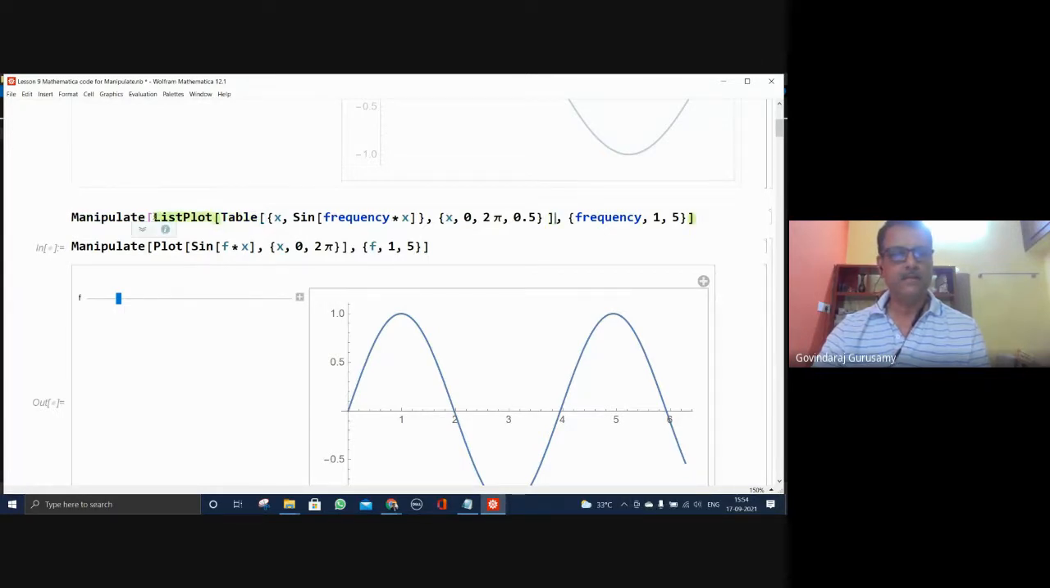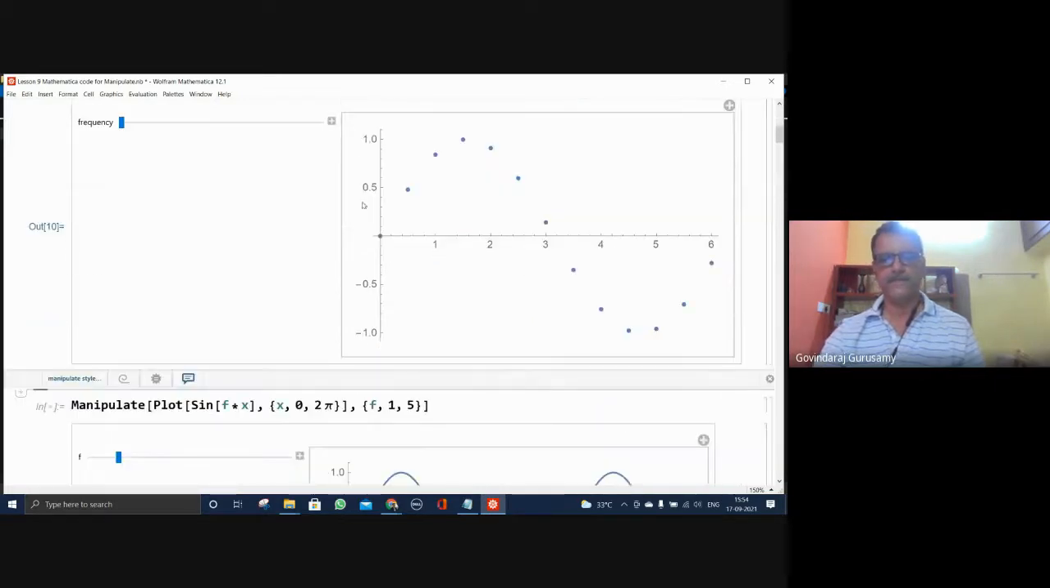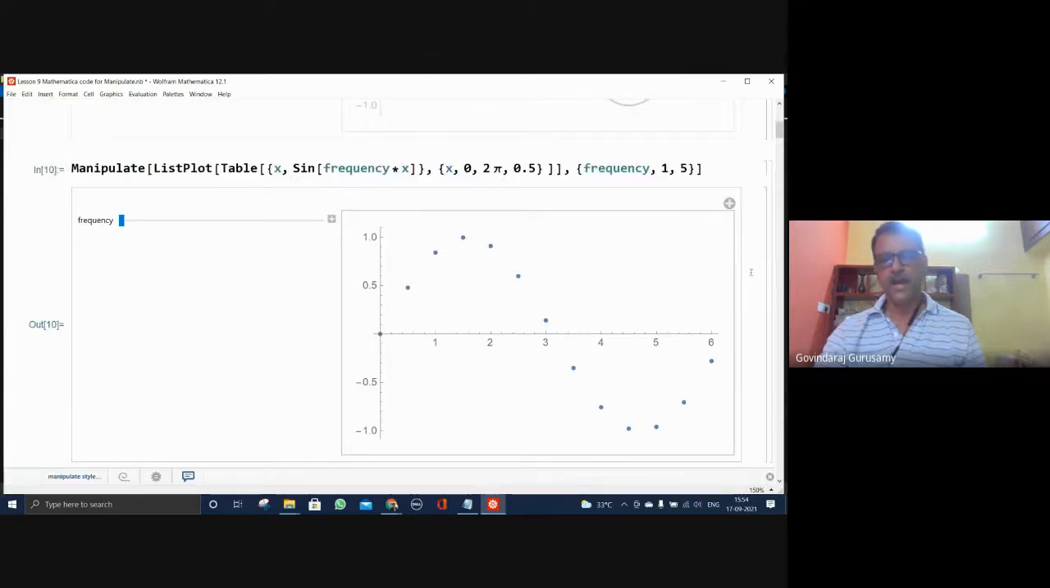And what about this list plot? Is it being closed here properly? This should be plot. List plot should be made. Therefore, one more bracket will be there. Okay. Now this is what your list plot is. See the dot points? I have not joined them. If you want, you can join them.